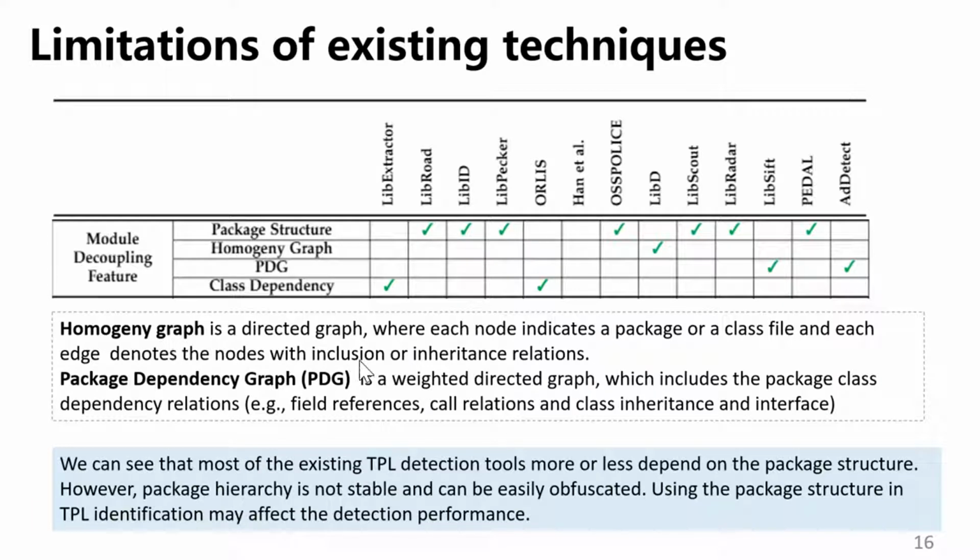Here we also conclude some module features of existing techniques. Most tools usually directly use package structure to construct TPL candidates in an app. Homogeneous graph and package dependency approaches more or less include package structure as a supplementary feature. But as we mentioned before, package structure is not stable. Using such a feature can affect our detection accuracy.